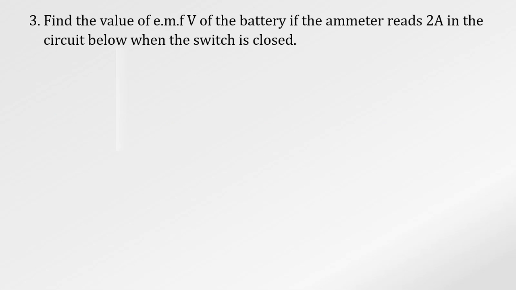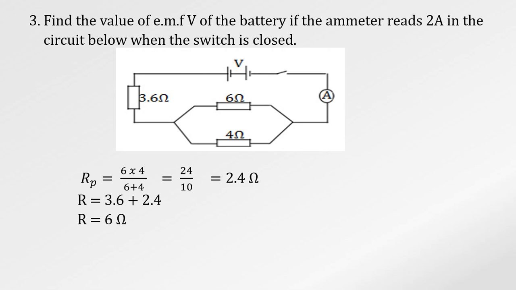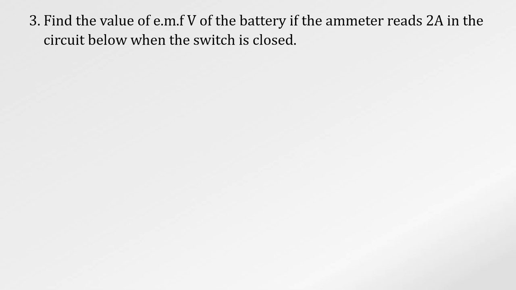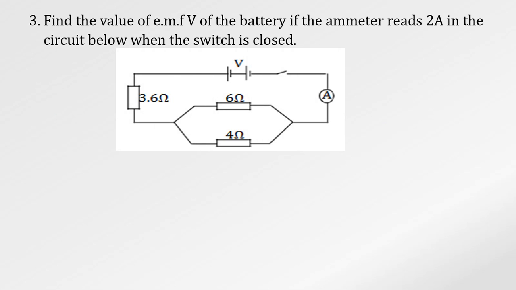And we go up to my final example here. Find the value of EMF V of the battery if the ammeter reads 2 amperes in the circuit below when the switch is closed. Where is the circuit? Yeah, there it is. So what is this value? This time this value is not given, but the current is given, 2. So this ammeter reading is 2, means it reads current.